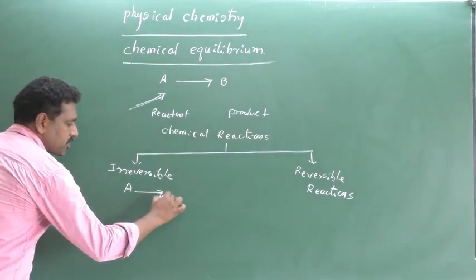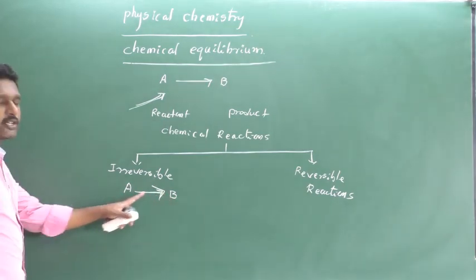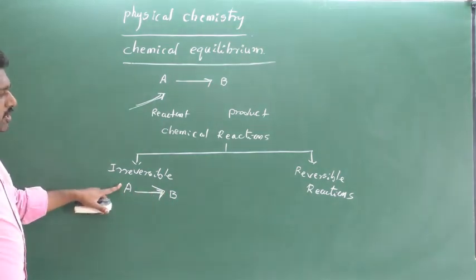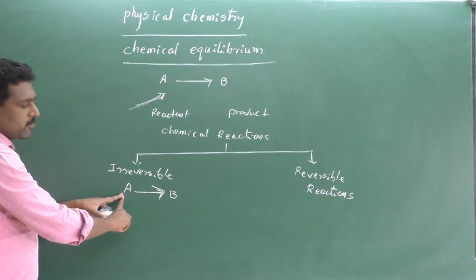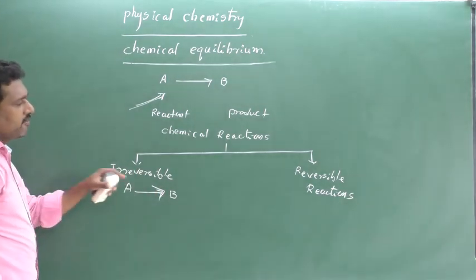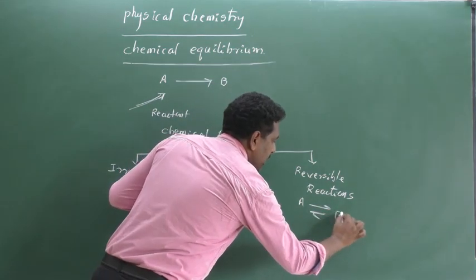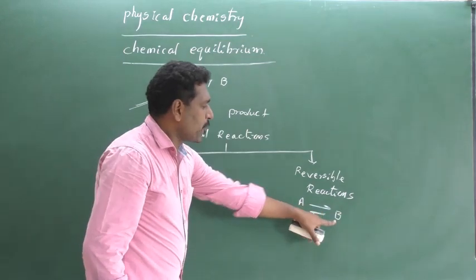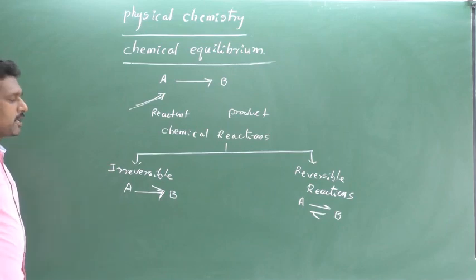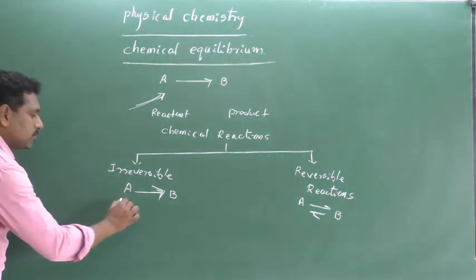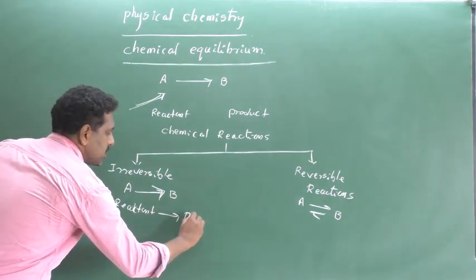So in any chemical reaction, A is converted to B. Here this single direction reaction is called an irreversible reaction. The reaction takes place from reactants to products only. A reversible reaction takes place in both directions, reactants to products and products to reactants. But unidirectional is called an irreversible reaction. So these are reactant, this is product.